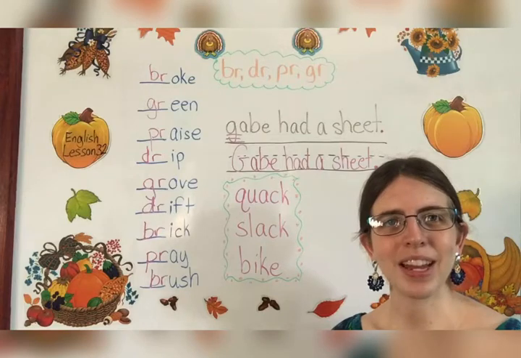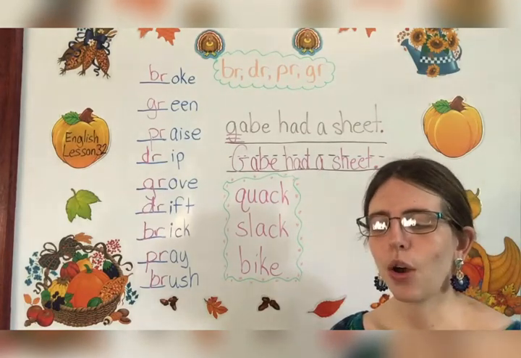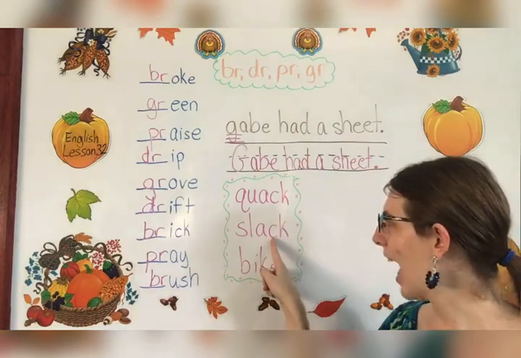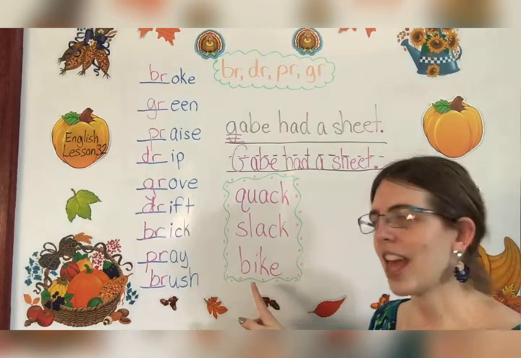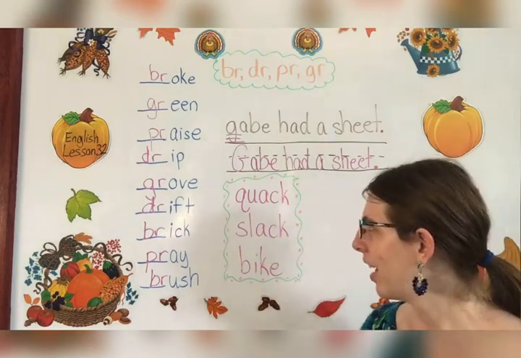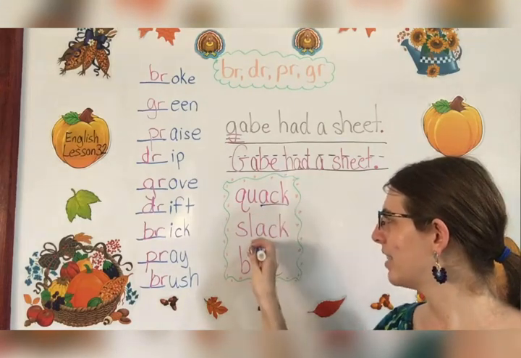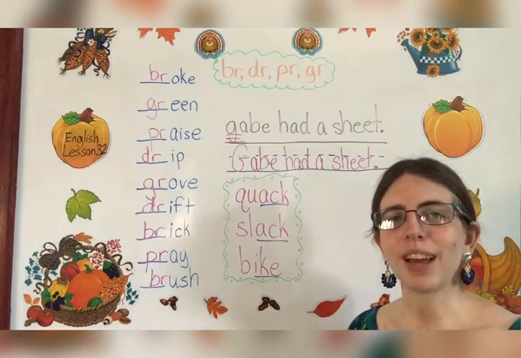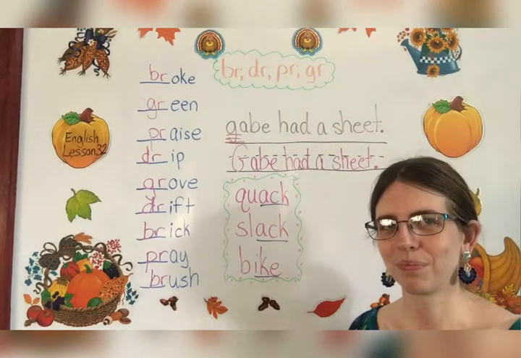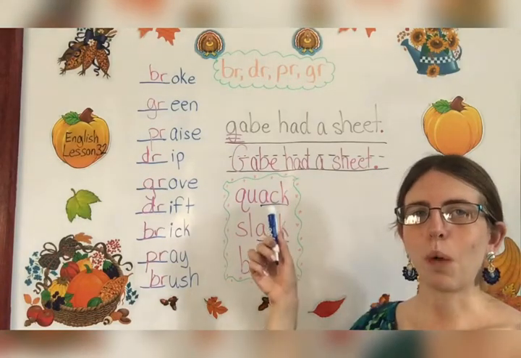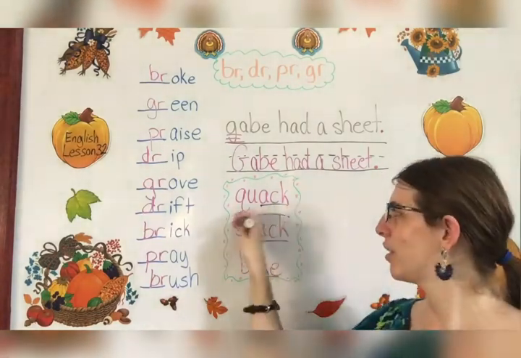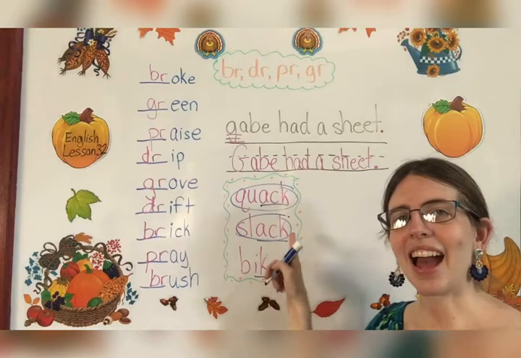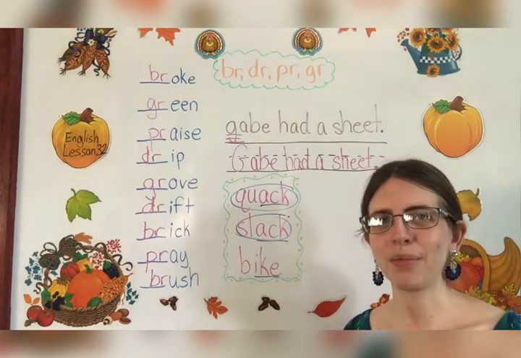This is just like Tuesday's lesson. So we're going to do the first one together and then you'll do the rest. Quack, slack, bike. The ending sound of quack is ack. The ending sound of slack is ack. And the ending sound of bike is ike. Which two words have the same ending sound? Quack and slack. So these are the two words that we circle. Bike is different because it says I, not a. So it is not part of the rhyming words.